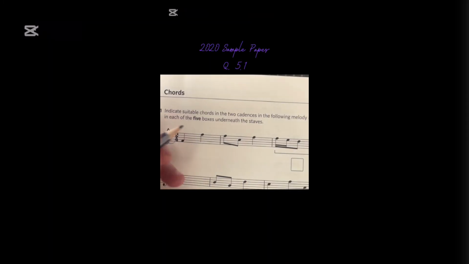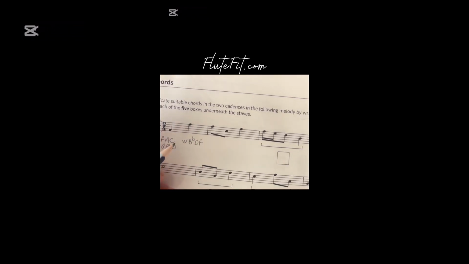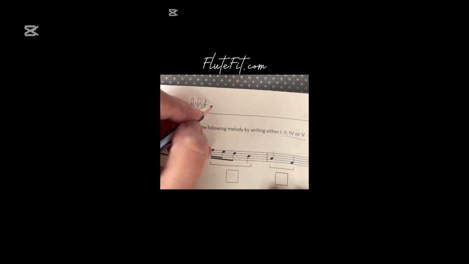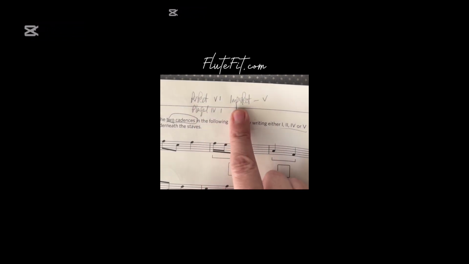What I always like to do is write out the chord possibilities. So you have 1: F, A, C; 2: G, B flat, D; 4: B flat, D, F; and 5 is C, E, or G. And the cadences we have are perfect, so that's 5-1. We have plagal, which is 4-1. We have imperfect, which is anything to 5. The chords that we use here should form a cadence. So if it's not one of these, you've used the wrong chord.